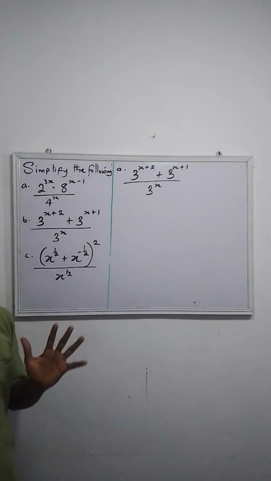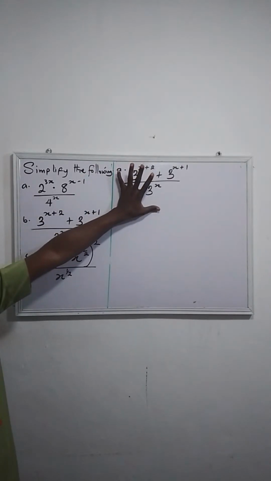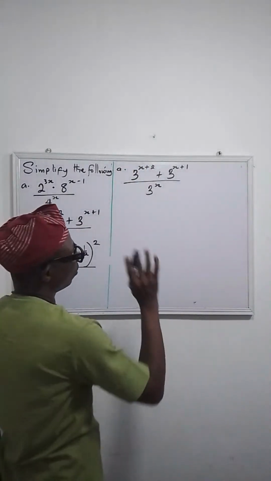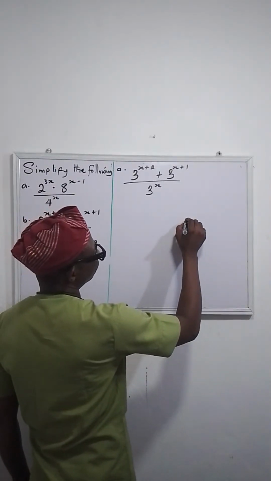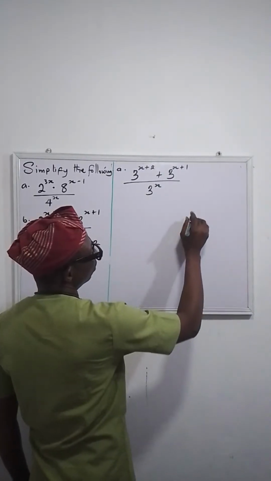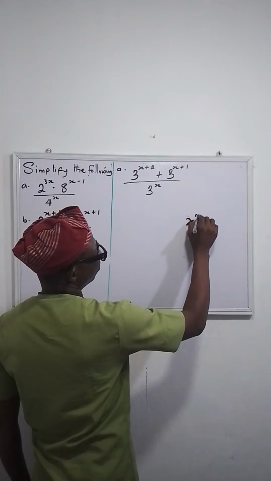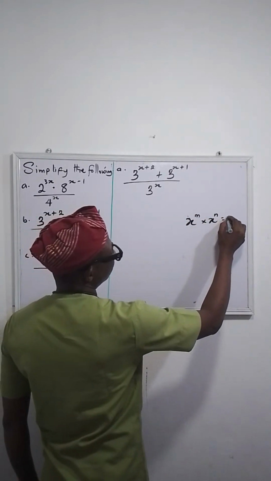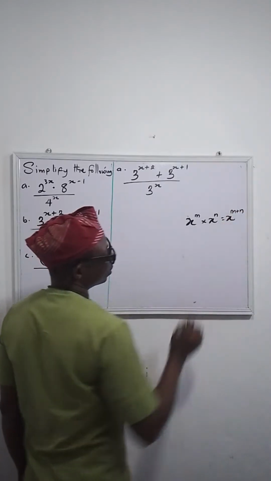Now you see, what comes to mind is laws of indices. How will I apply the law of indices to solve this brilliantly? All right, now let's look at it. I'm going to be applying the law of multiplication. Let me generalize it: x raised to the power of m times x raised to the power of n. The result is x raised to the power of m plus n.